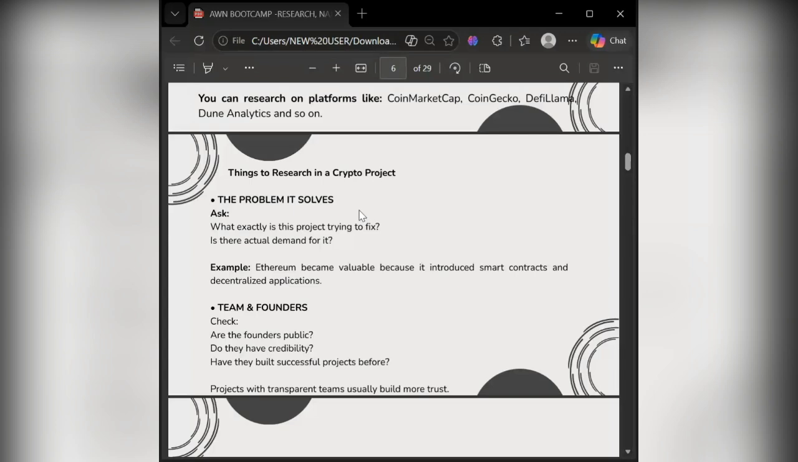After Bitcoin, Ethereum came in and introduced smart contracts and decentralized applications in the crypto ecosystem. The next point to consider while researching crypto projects is the team and the founders. You have to check: are the founders public? Can you access their social handles? Are they mentioned? I hope they are not anonymous, because if they are, just know that a bunch of scammers are somewhere building that project to rug pull it.